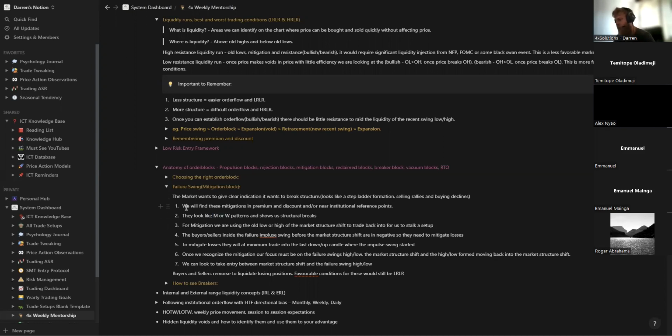Obviously you're going to find more mitigations in a premium to sell and more mitigations in a discount to buy. Also based off of a higher time frame. For mitigation, we are using the old low or the high of the market structure shift to trade back into for us to stalk a setup. So only when it trades back in there, not trading it because now it's like support turns resistance or resistance turns support.